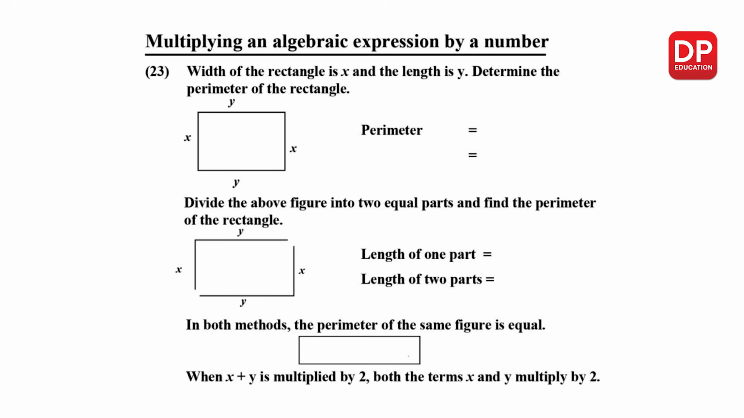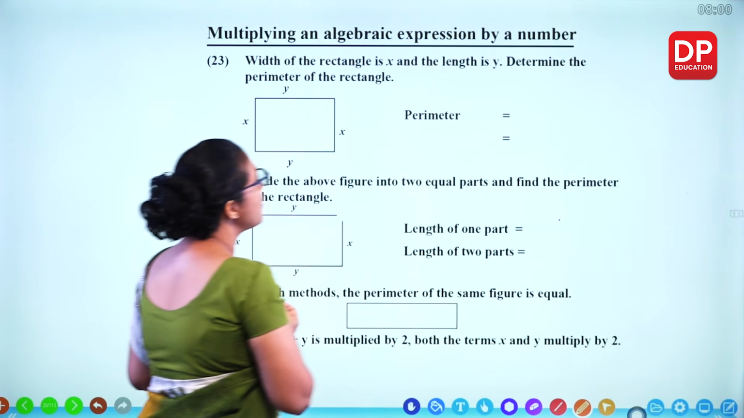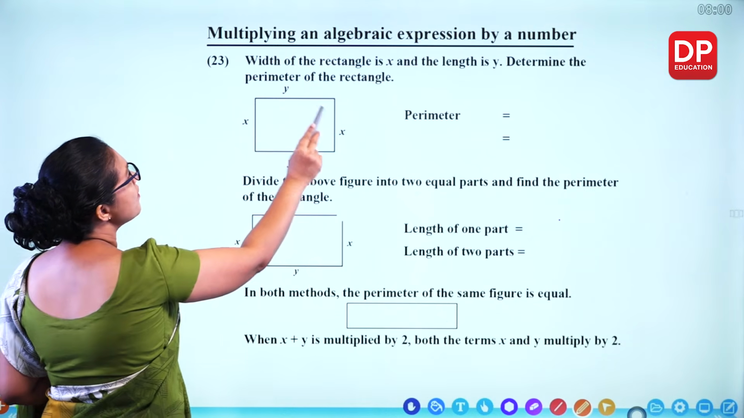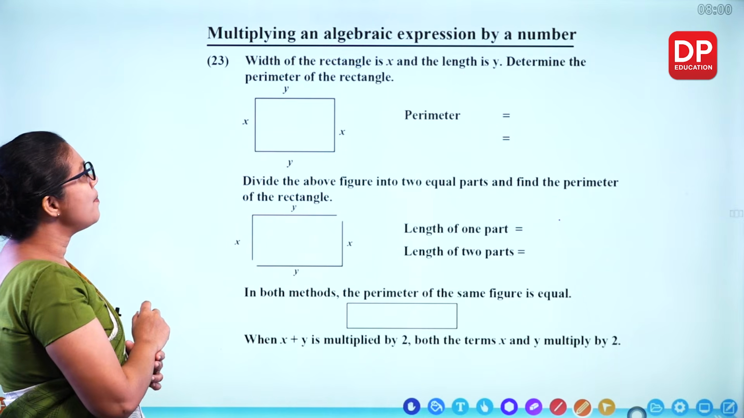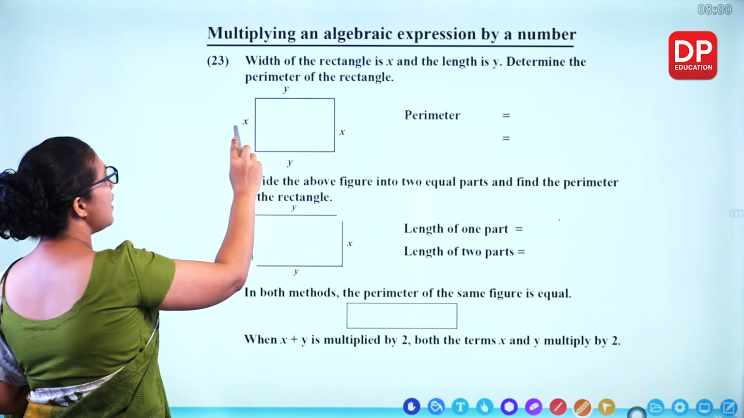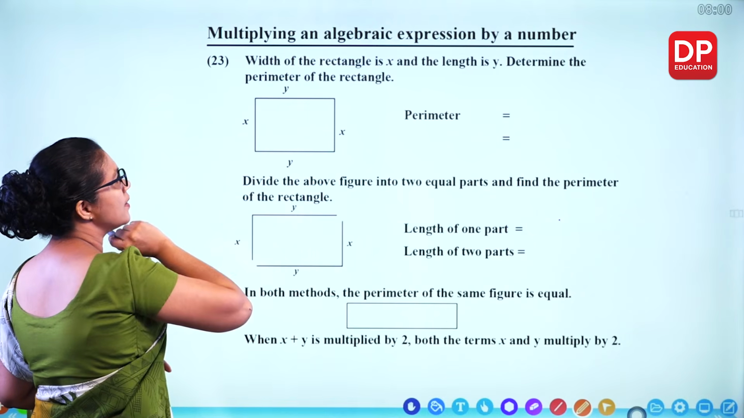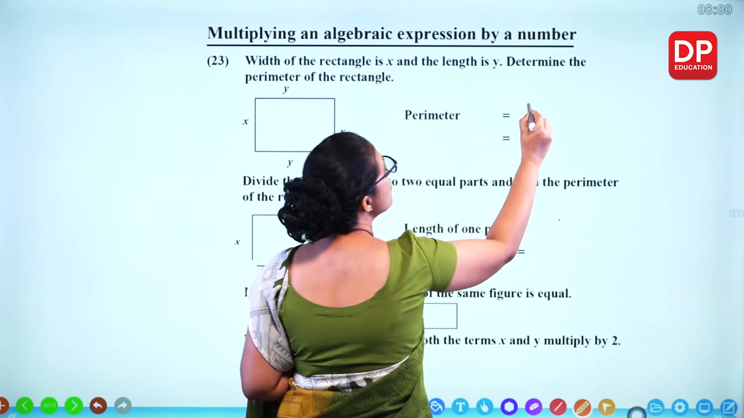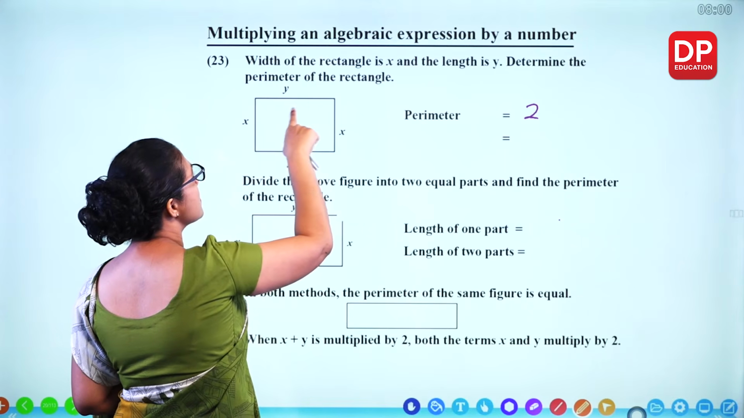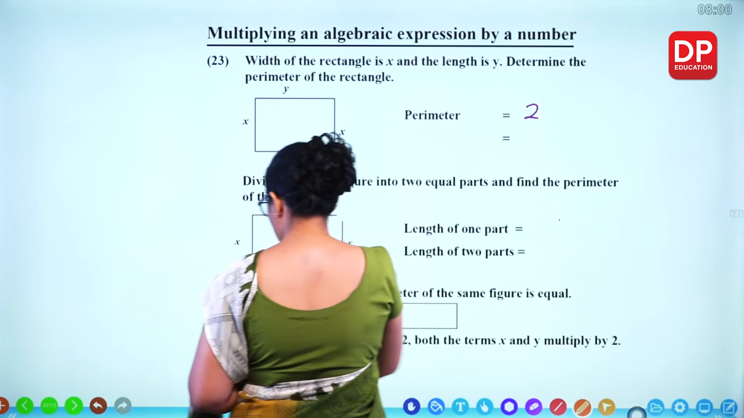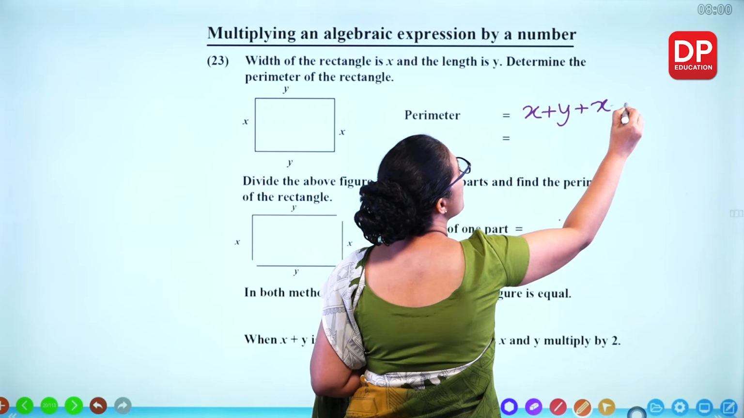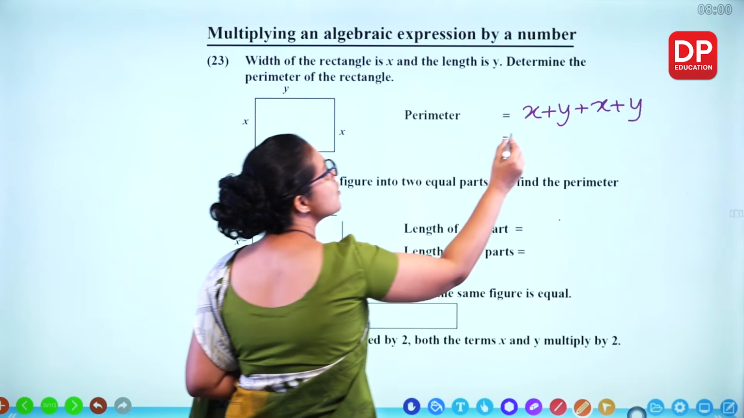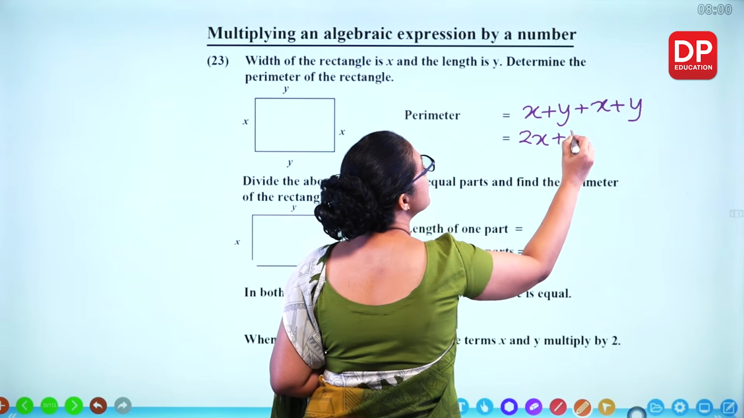Multiplying an algebraic expression by a number. So we'll see how we can multiply an algebraic expression by a number. Width of the rectangle is x. This is the width and the length is y. Determine the perimeter of the rectangle. x plus y plus x plus y. So you can write down 2 times x plus y, or I'll write separately, x plus y, x plus y. When you simplify, you get 2x and 2y.